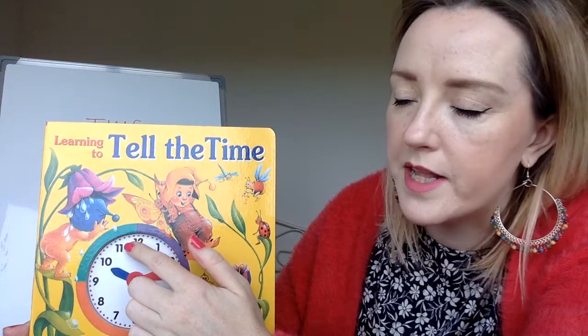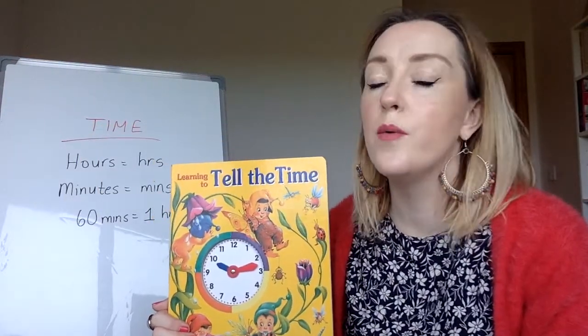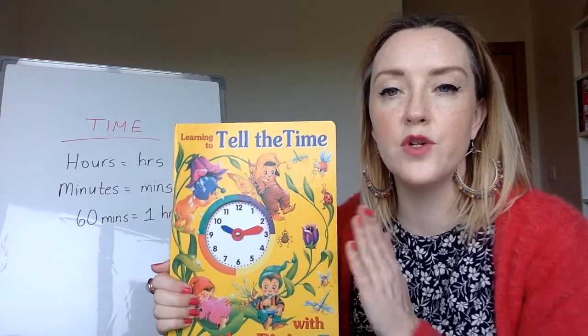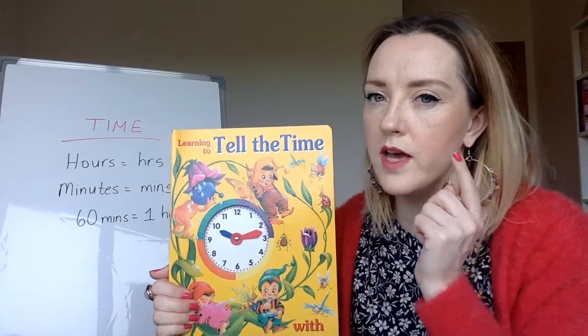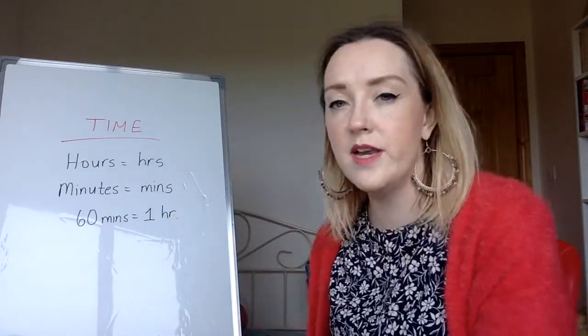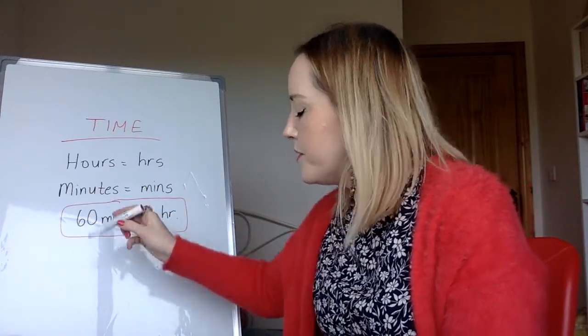So my 60 minutes. There will never be more than 60 minutes in 1 hour. There will always be 60 minutes in 1 hour. And I've shown you now how we know that, okay? We can see it on our clock. 60 minutes is equal to 1 hour, and that will never, ever change. 60 minutes is equal to 1 hour.